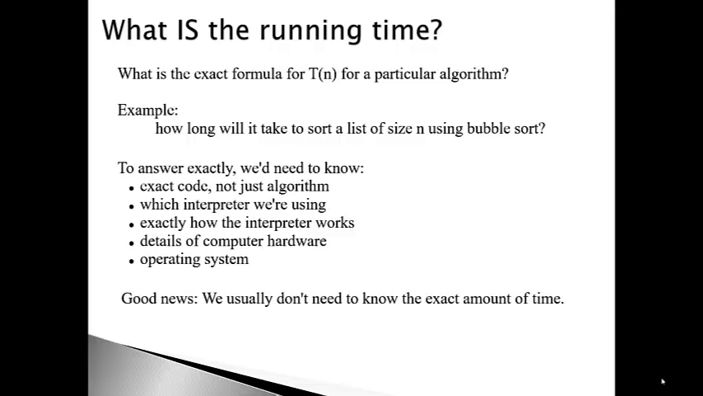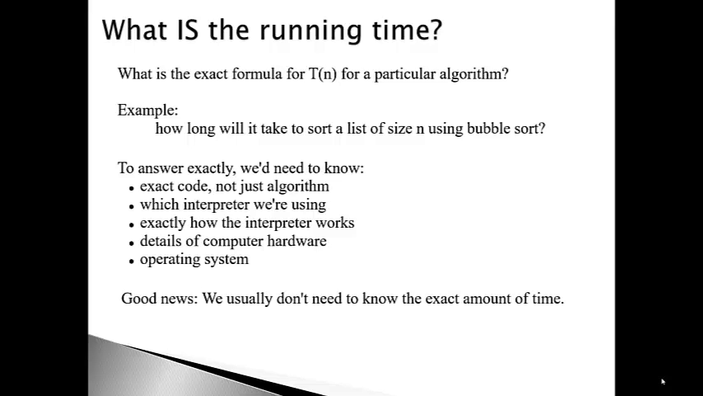So first of all, what is the running time of an algorithm? What do we mean by the running time of an algorithm? What's the exact formula that we can use to find out how much time an algorithm runs? For example, how long will it take to sort a list of size n using some sorting algorithm? One typical sorting algorithm is called a bubble sort.